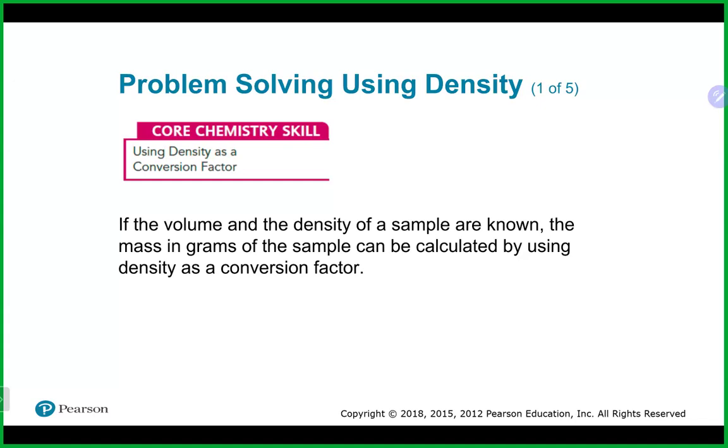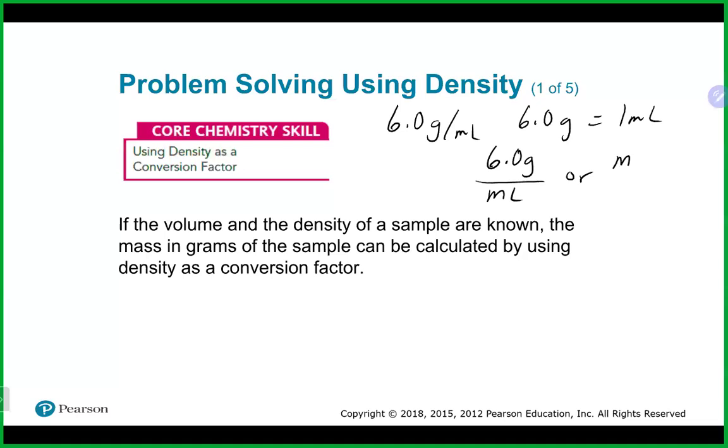Let's just take the density we just calculated there, and we had 6 grams per milliliter. What that basically means is I have 6 grams in 1 milliliter, and I could use it as a conversion factor of 6 grams over a milliliter, or you could flip it around, put the milliliters up on top and the 6 grams on the bottom. And now let's just say, for example, I had 325 milliliters, and I want to know how many grams that would be.